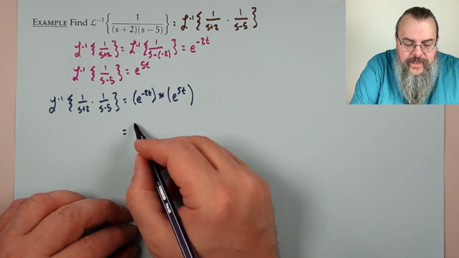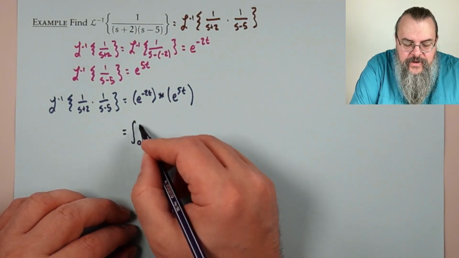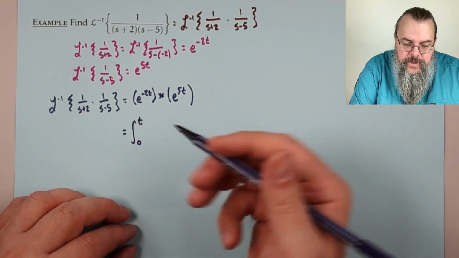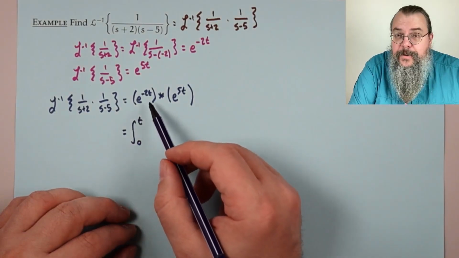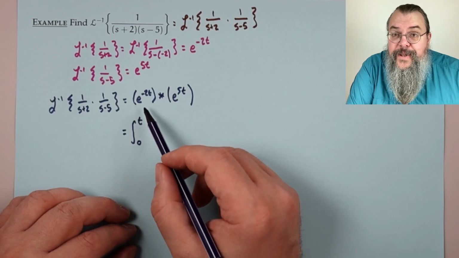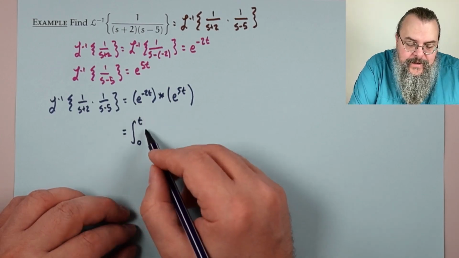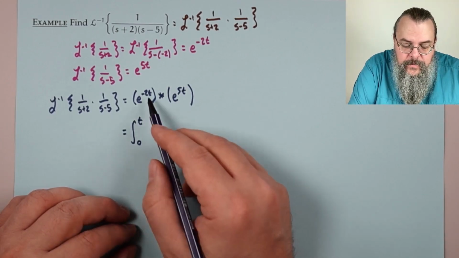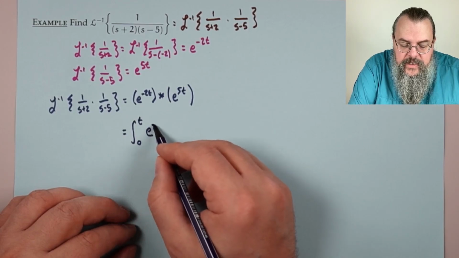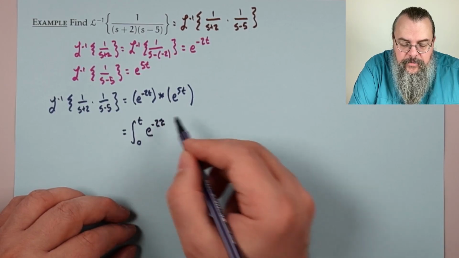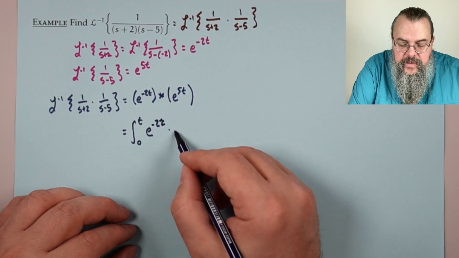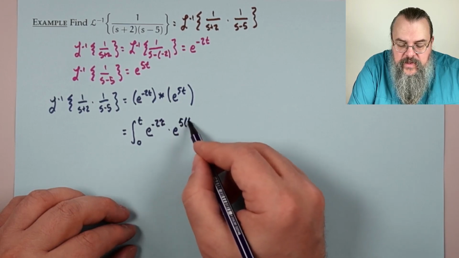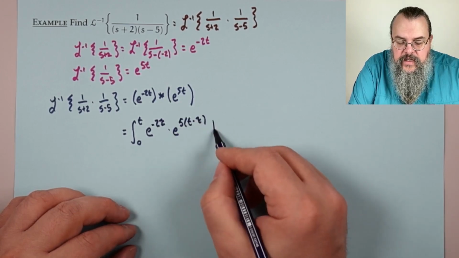Well, we're going to go integral 0 to t. And now we pick one of these to be the t, and one of these to be tau, and one of these to be t minus tau. Doesn't matter which one. So let's pick the first one to be our tau, e to the minus 2 tau, and e to the 5 t minus tau d tau.